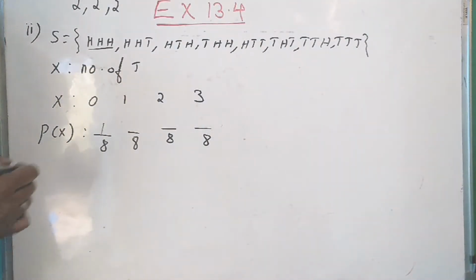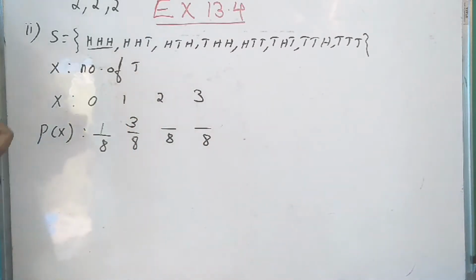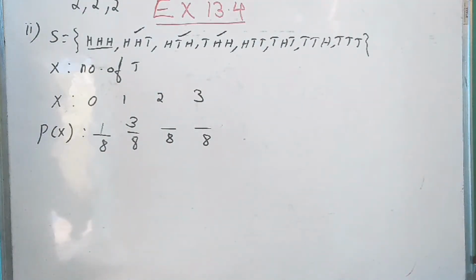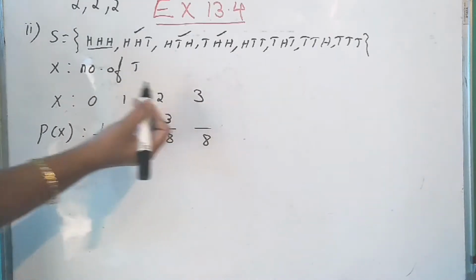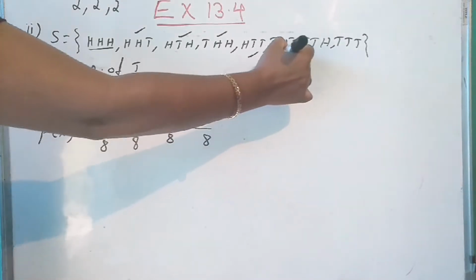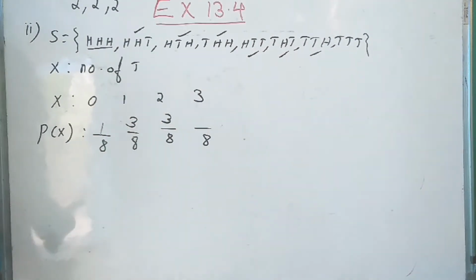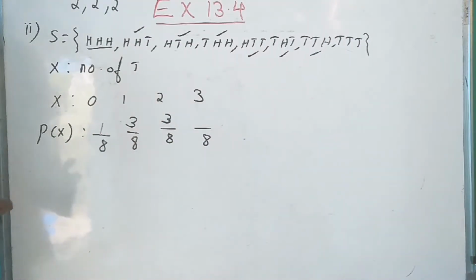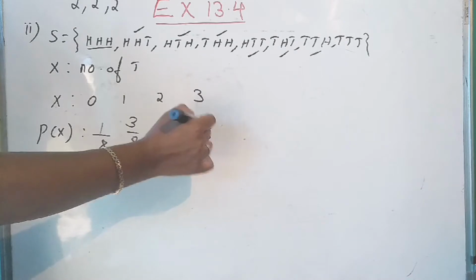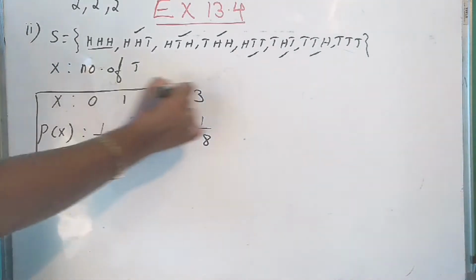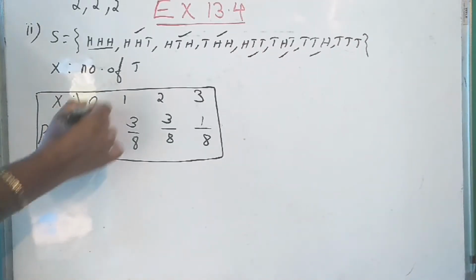Now, 3 outcomes give number of tails equal to 1. 1, 2, 3. These are our 3 outcomes. Again, 3 outcomes give number of tails equal to 2. 1, 2, 3. These are our 3 outcomes which give X equal to 2. And the last one, in that case X is equal to 3, and the probability is 1 by 8. So this is our probability distribution corresponding to this experiment.